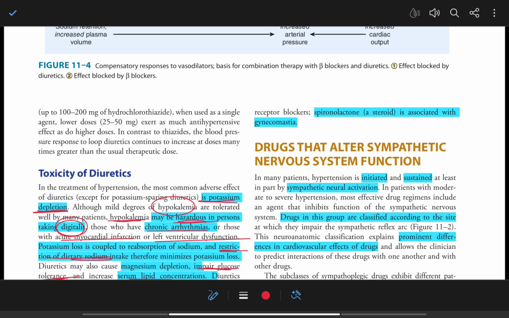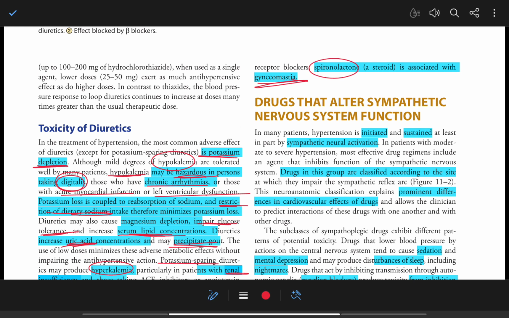In the next video, we will continue from drugs that act on the sympathetic nervous system. Okay, so we are done with diuretics now.